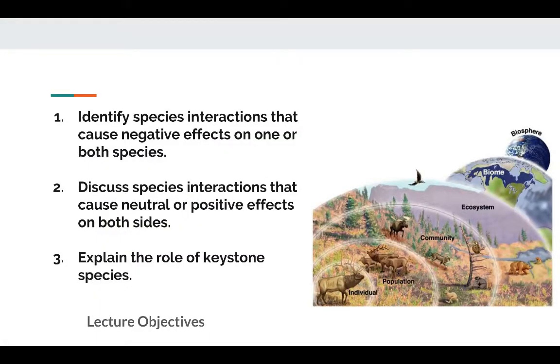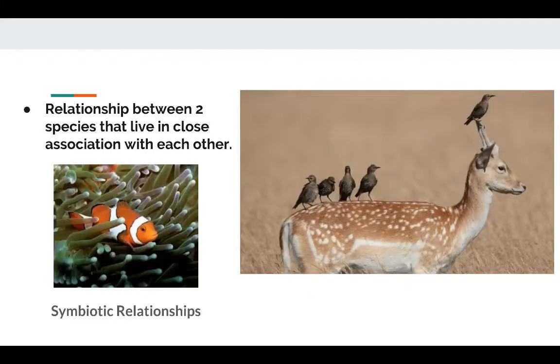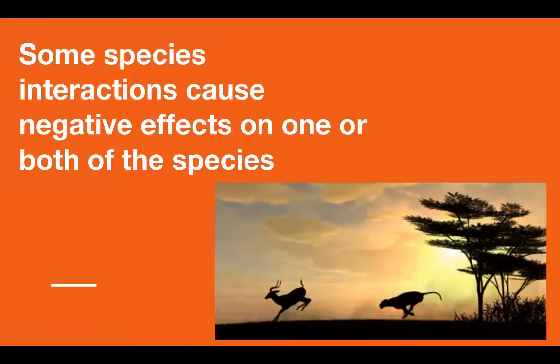We're going to start off by identifying the interactions that cause negative effects on one or both species. Then we're going to look at the positive effects. And then finally, we're going to look at the very important role of a keystone species. Before we get going, these are called symbiotic relationships. All a symbiotic relationship is, is a close relationship with two different species living in close proximity to each other. So we're going to start off with the negative ones first.